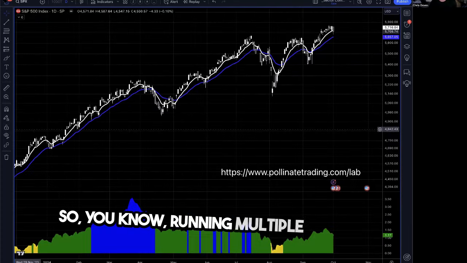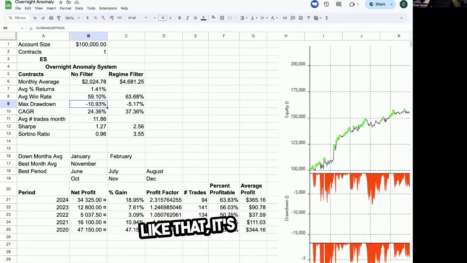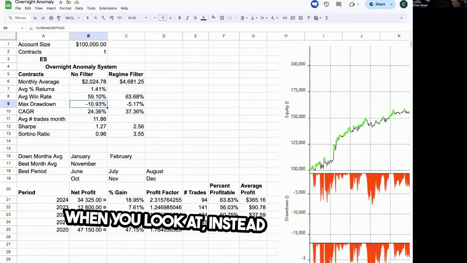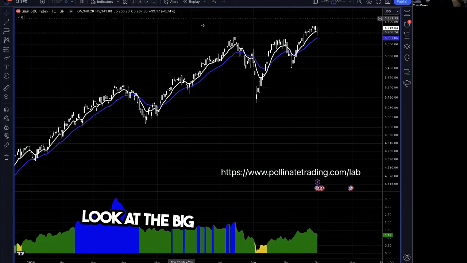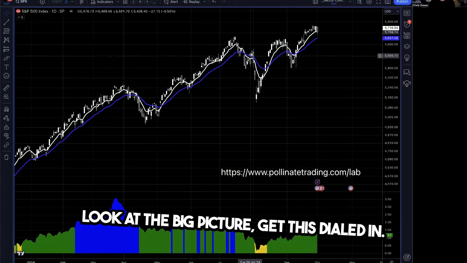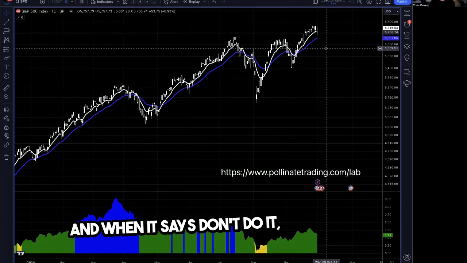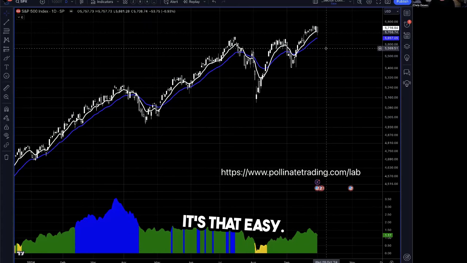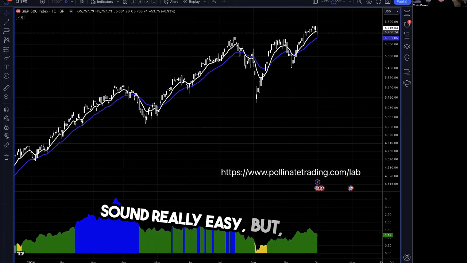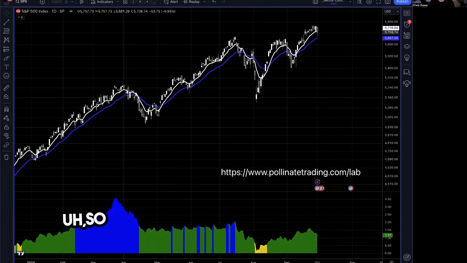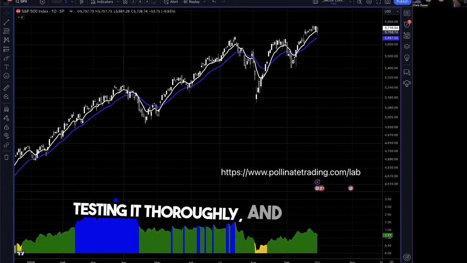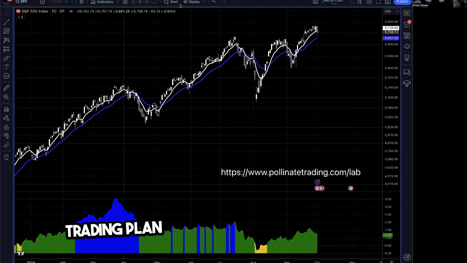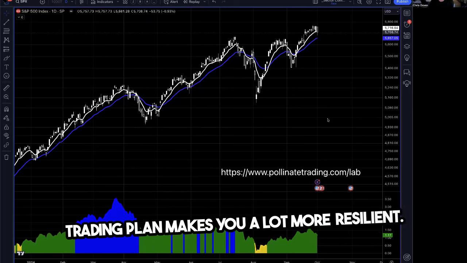So running multiple regime filters like that is very simple. Instead of looking at the trading system itself day to day, go look at the big picture, get this dialed in. And when it says don't do it, you don't do it. It's that easy. I know I make it sound really easy, but it's surely not. So aligning your system with the market regime, backtesting it thoroughly, and building a solid financial plan, your trading plan, makes you a lot more resilient.